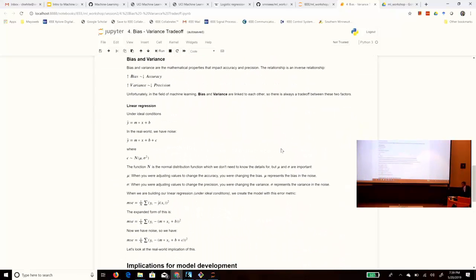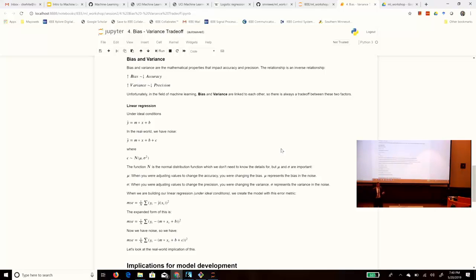Now this is my one math section for this notebook. We're not going to spend a lot of time here. If we go back to linear regression, you can see that top line there under linear regression: y equals mx plus b. We're trying to fit a line. Nothing magic about it. We're trying to guess at m and b given some input x and some known output y. However, that's ideal conditions.